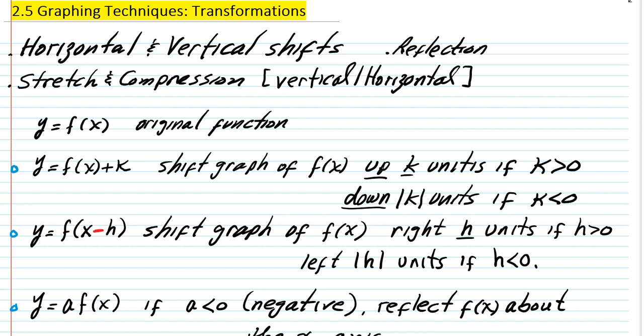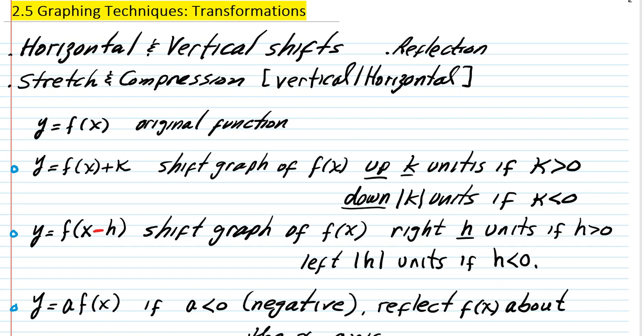Let's talk about graphing techniques using transformations now. The transformations that we have in mind are horizontal and vertical shifts, reflection, stretch, and compression. The stretch and compression could be in either the vertical or horizontal direction. So what we would like to do here is use the basic functions that we learned about earlier in the library of functions, and we're just going to move them around the Cartesian coordinate system.